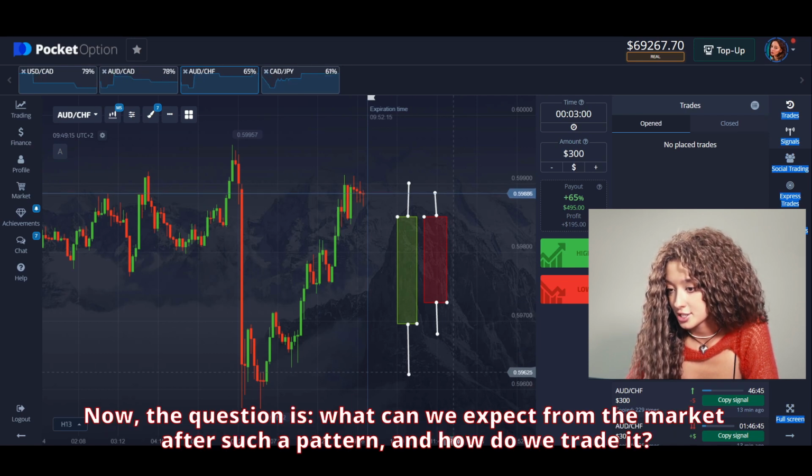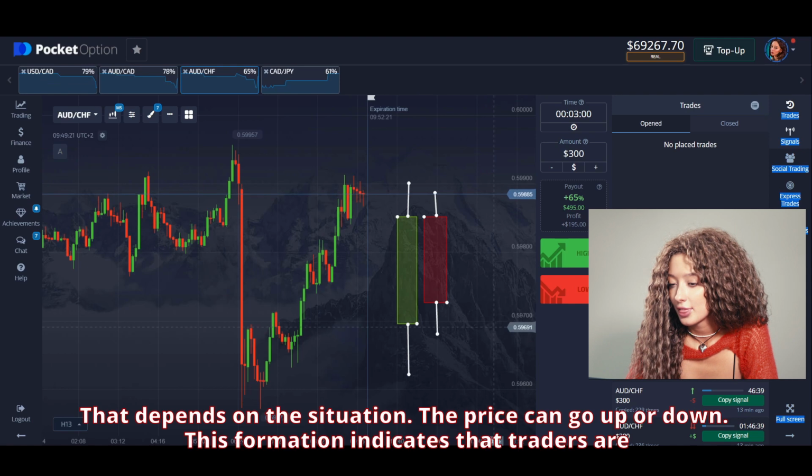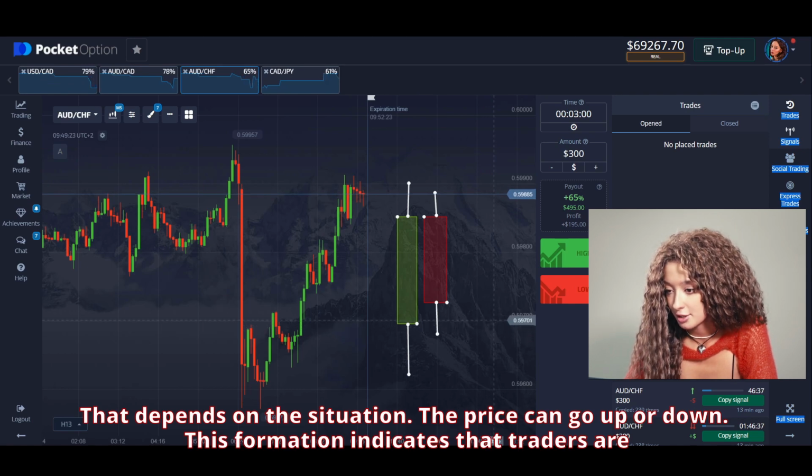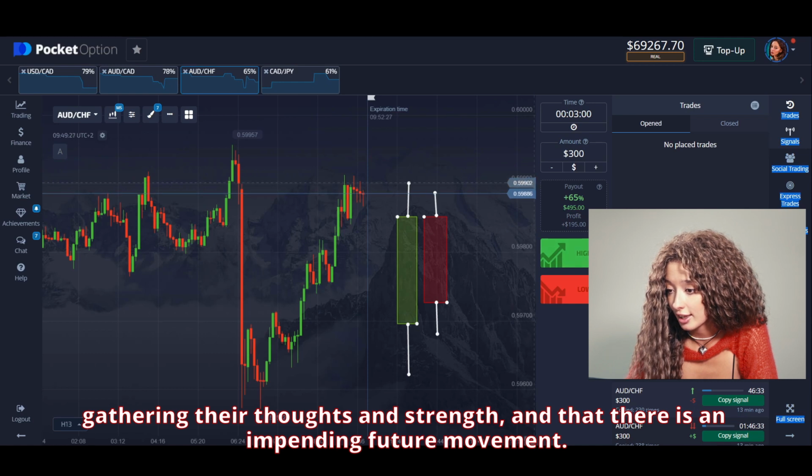Now the question is, what can we expect from the market after such a pattern and how do we trade it? That depends on the situation. The price can go up or down. This formation indicates that traders are gathering their thoughts and strength, and there is an impending future movement.